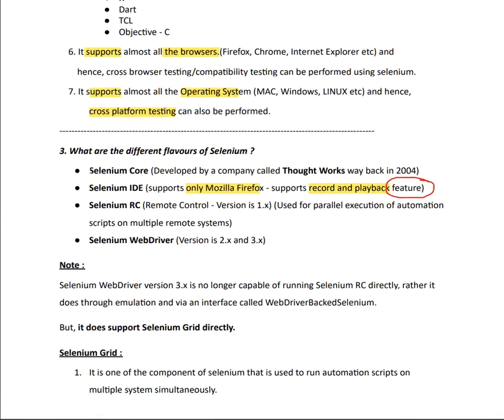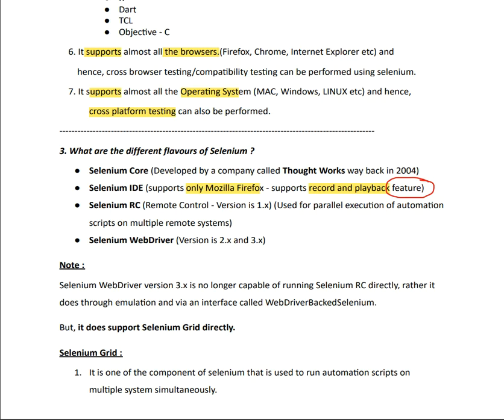Now, the next question is, what are the different flavors of Selenium? Also, this question may be asked as, what are the different types of Selenium? First, Selenium Core, then Selenium IDE. You all know that IDE means Integrated Development Environment. Third is Selenium RC, that is Selenium Remote Control. And the fourth is Selenium WebDriver.